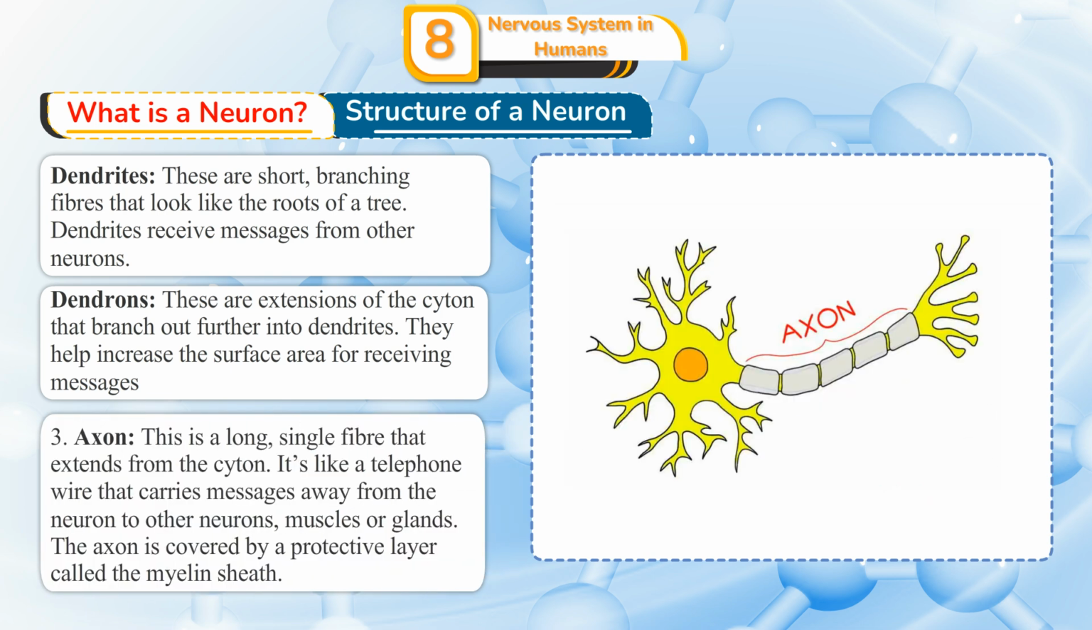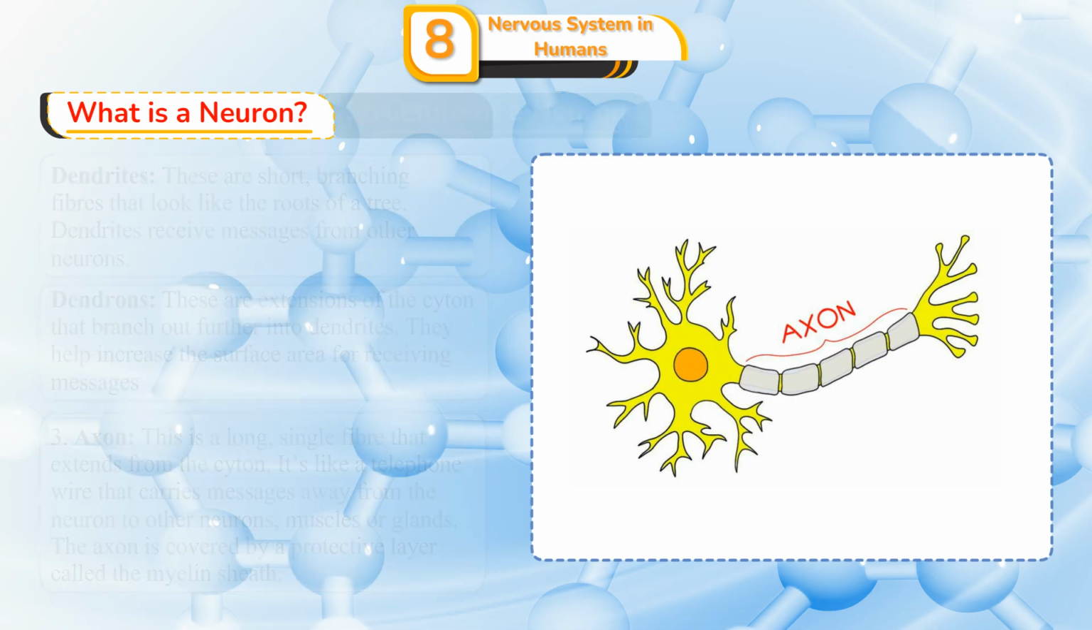3. Axon. This is a long single fiber that extends from the cyton. It's like a telephone wire that carries messages away from the neuron to other neurons, muscles or glands. The axon is covered by a protective layer called the myelin sheath.